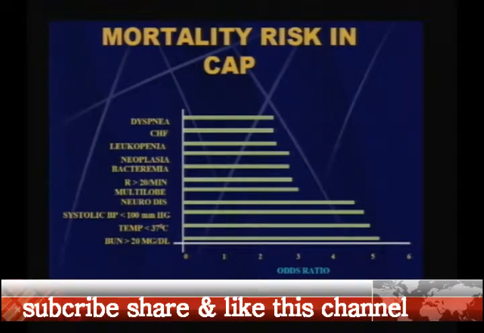Now this graph very clearly shows the odds ratio of developing mortality for various risk factors, and you can see that a patient who has renal impairment has the maximum odds ratio of 5 of dying of community-acquired pneumonia than patients who have dyspnea or congestive heart failure. So you can see here the list of parameters which we have already enumerated, and you can see the individual contribution of each parameter in terms of the odds ratio of causing mortality in these patients.